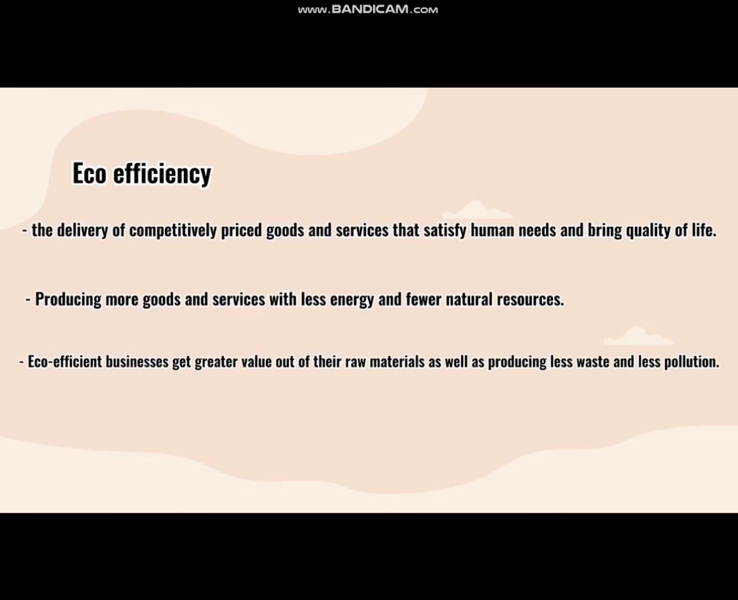First one is eco-efficiency. The delivery of competitively priced goods and services that satisfy human needs and bring quality of life. Next is producing more goods and services with less energy and fewer natural resources. Eco-efficient businesses get greater value out of their raw materials as well as producing less waste and less pollution.